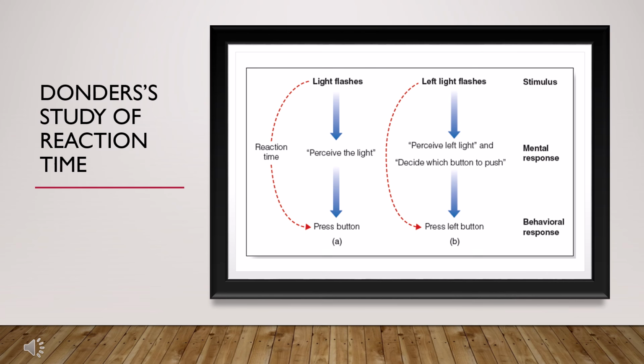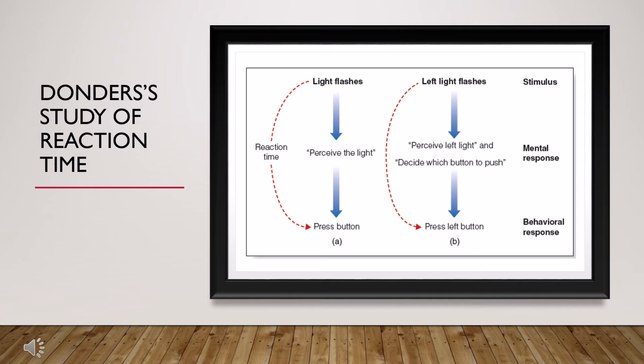The sequence of events between the presentation of the stimulus and the behavioral response in Donders' experiments is what we see here. So A is the simple reaction time task, and B on the right is the choice reaction time task. And then the dashed line indicates Donders' measured reaction time, which would be the time between presentation of the light and the participant's response.